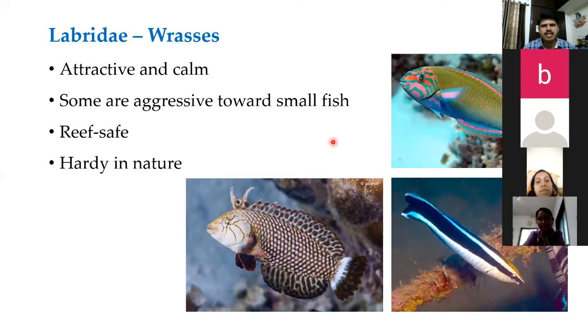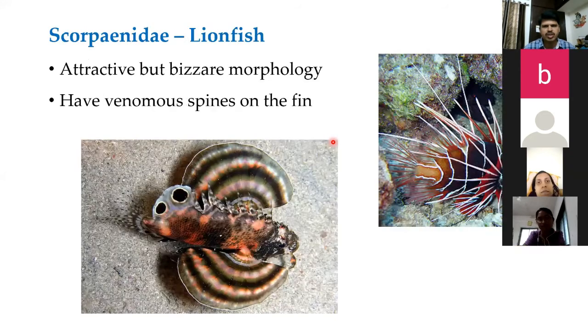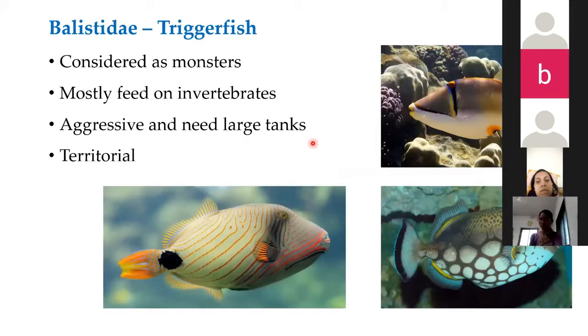So next is the Labridae, again attractive and hardy fishes, which are very good for the home aquarium. So these are the lionfish. It's again in demand in the trade because of its bizarre morphology, and it also has venomous spines on the fins. And we have the triggerfish. They usually consider these as monsters in the reef because they are more territorial and aggressive.